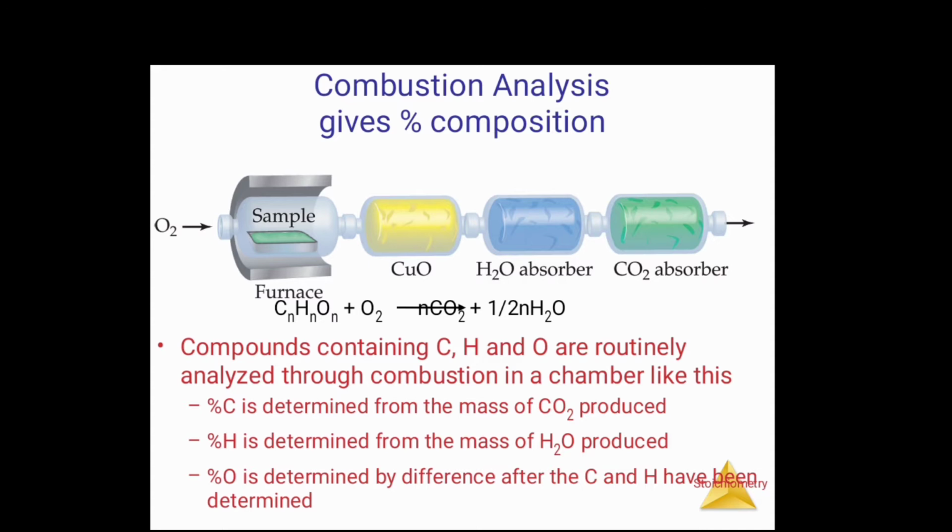So if you're going to calculate percent of carbon, you would determine it by the mass of carbon dioxide, and if you would determine the percentage of hydrogen, you would determine it by the mass of water. And if you're going to determine percent oxygen, you will determine it by the difference from the carbon and the hydrogen.